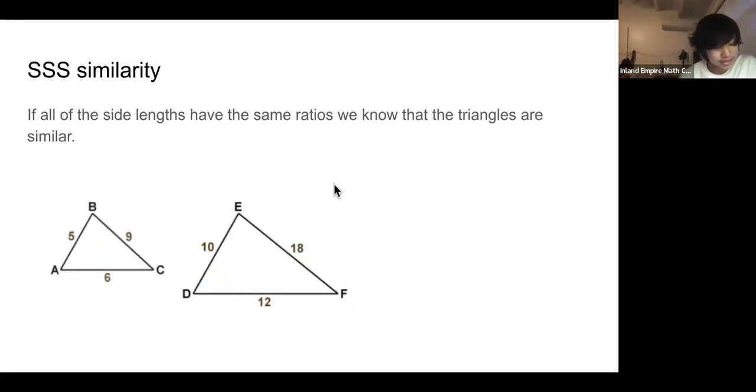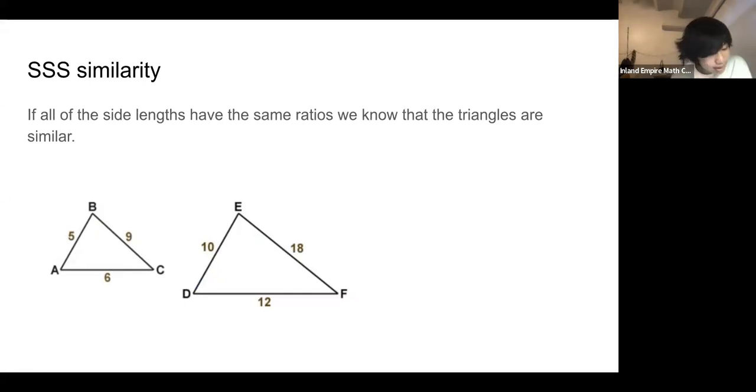So finally, let's move on to SSS similarity. SSS similarity means side, side, side similarity. It's kind of annoying to say, but SSS similarity means that if all the side lengths have the same ratios, then we know that the triangles must be similar.